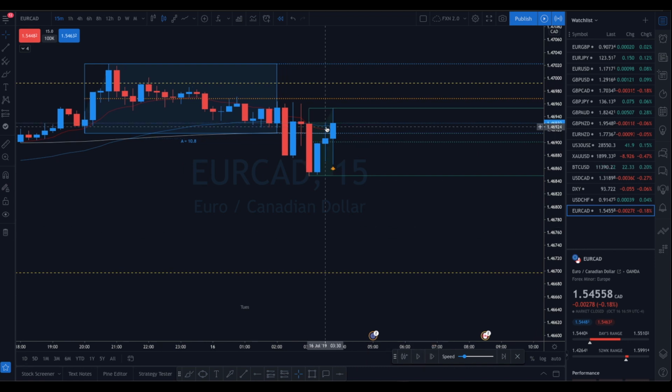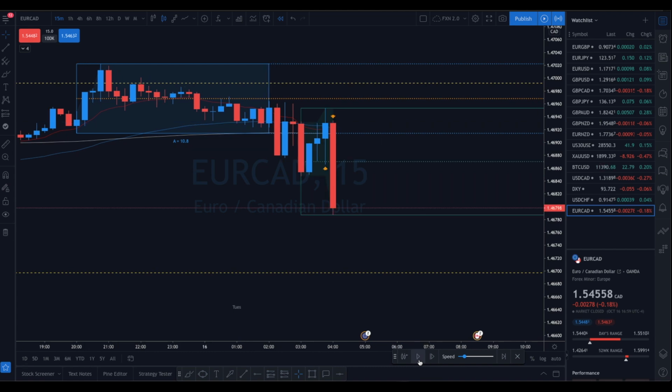Yeah, that's what it looks like. Boom, there it is. There's your move right there. So the question is, is that candle too big? It's a pretty big candle. Actually, it's only a 13 pip candle, right?